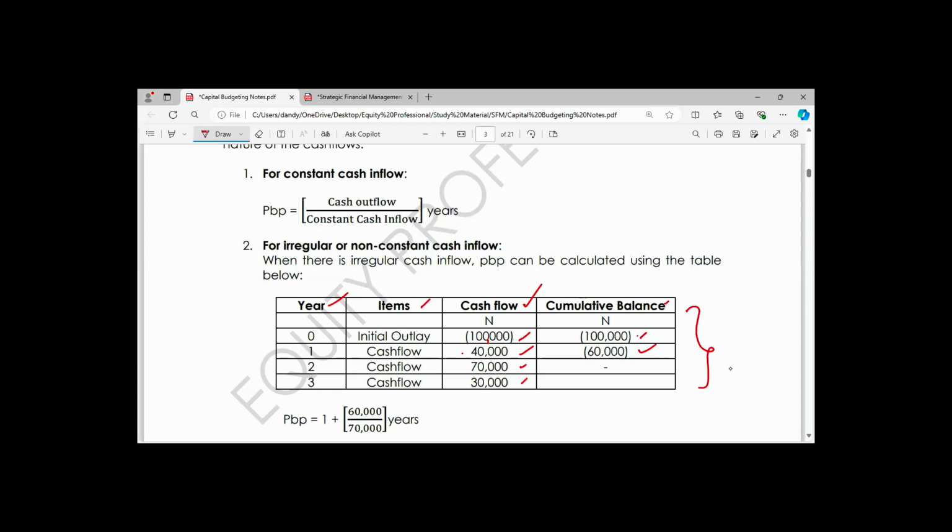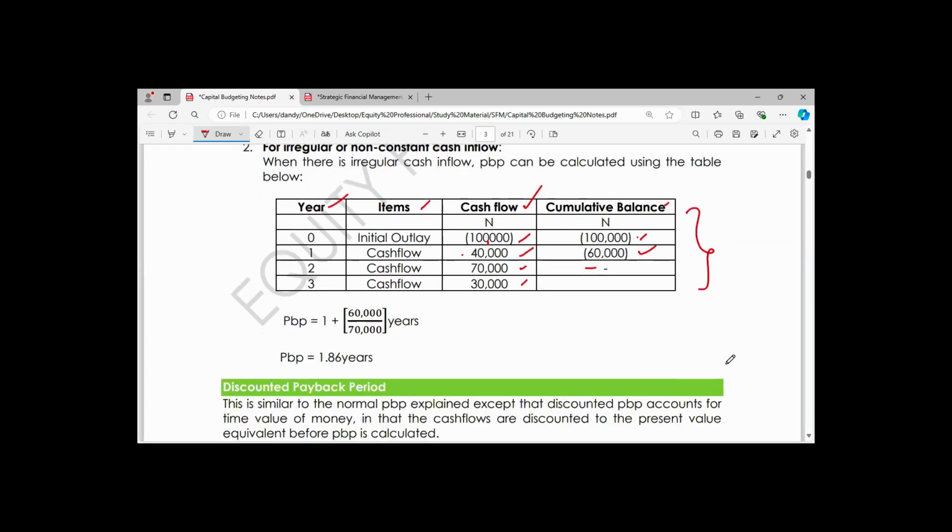So when you get to a point where your outstanding balance is less than the next cash inflow, you put a dash, then you calculate the payback period. So in this case, my payback period will be equal to 60 over the next cash inflow, plus 1. And that is the answer I got here as 1.86. So that is how to calculate payback period where cash inflows are irregular.